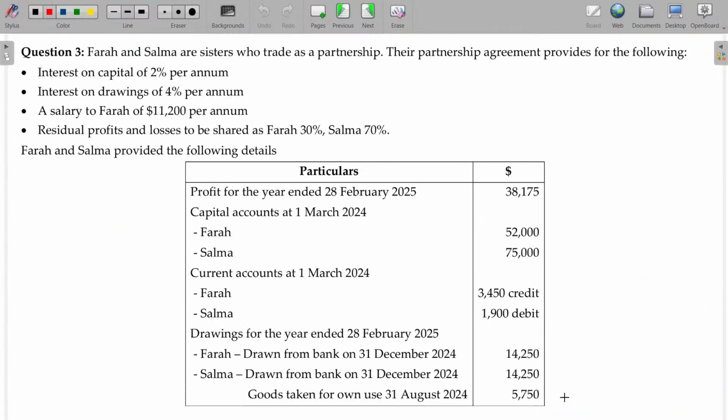Now we'll move on to the next one. This one is also similar to the same model, but we have goods taken for own use. Farah and Salma are sisters who trade as partners. Their partnership agreement provides for the following: interest on capital 2%, interest on drawings 4% per annum. See, here we have been given 2%, 4% per annum.